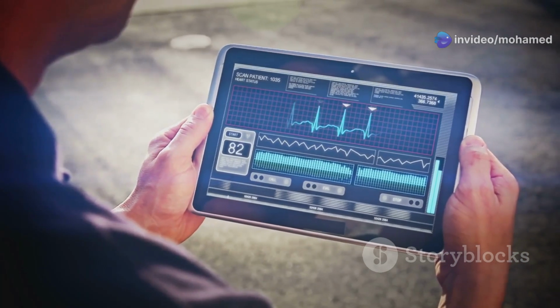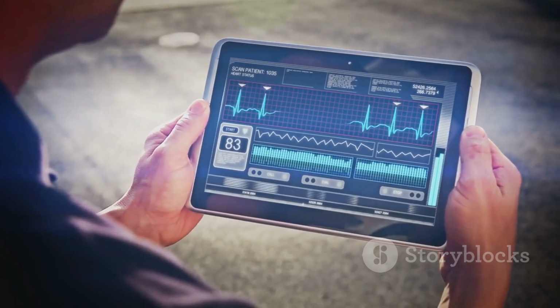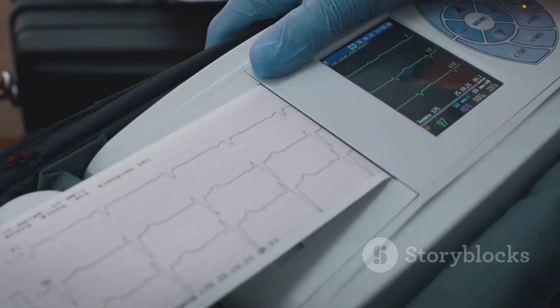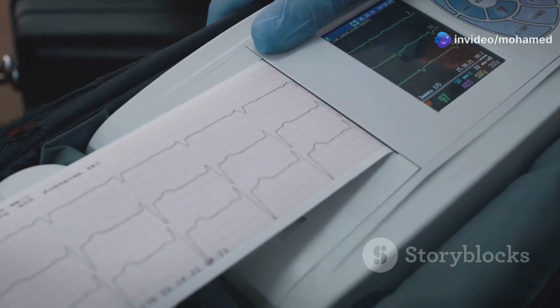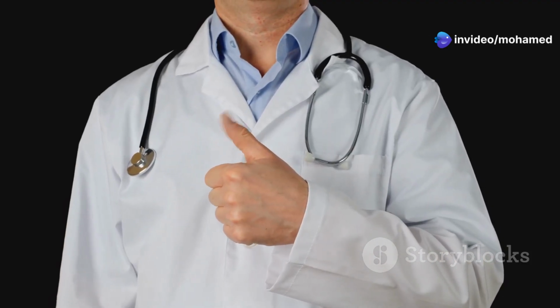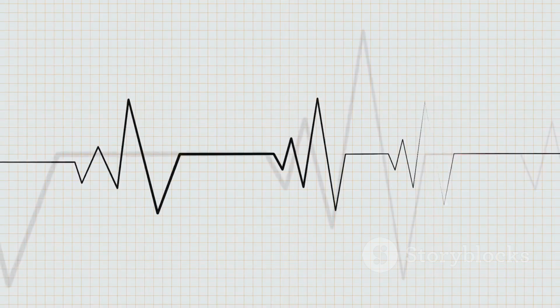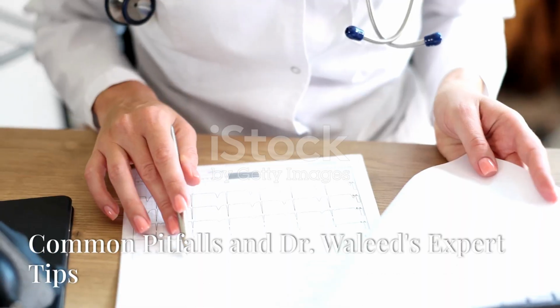QRS complex: narrow and sharp, indicating normal ventricular depolarization. T wave: present and following each QRS complex. Intervals: within normal ranges, suggesting normal conduction. If an ECG meets these criteria, it is generally considered normal. However, it's important to remember that some variations can occur within the normal range.